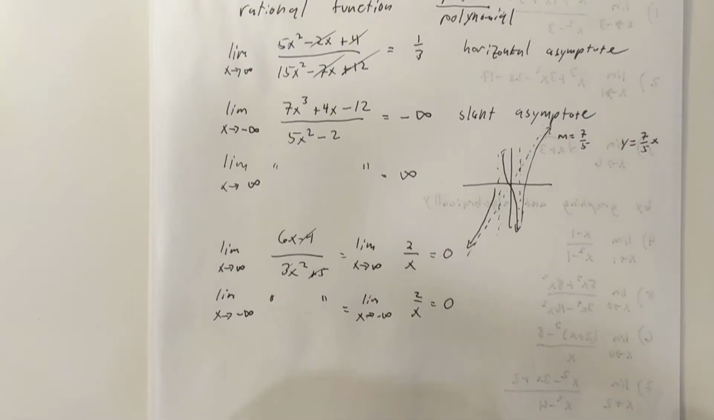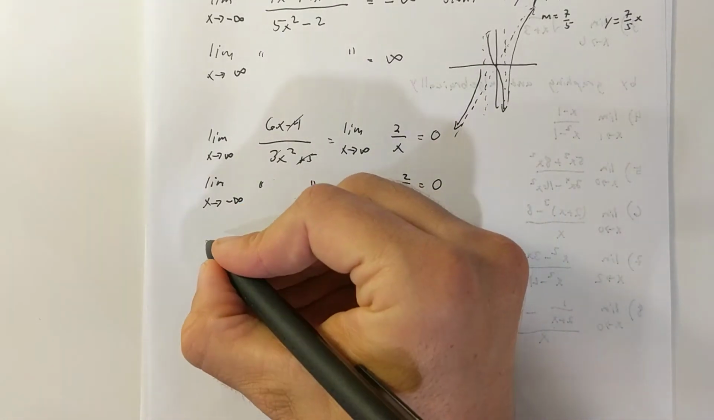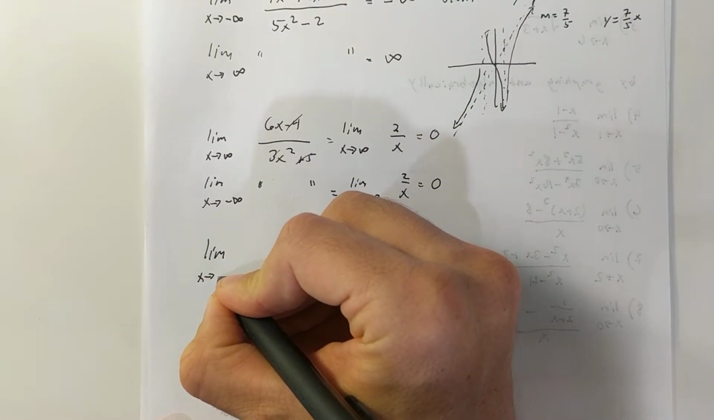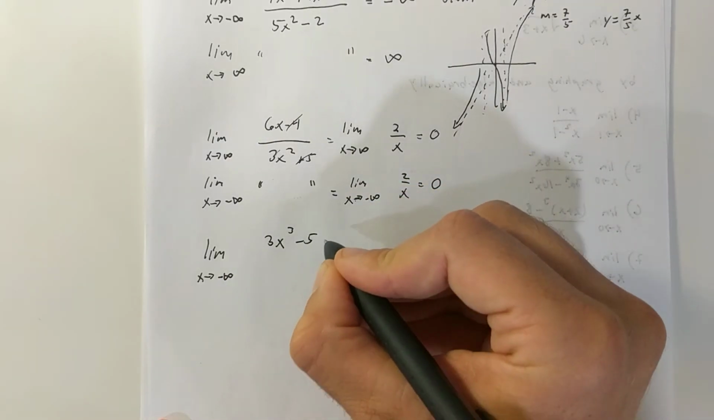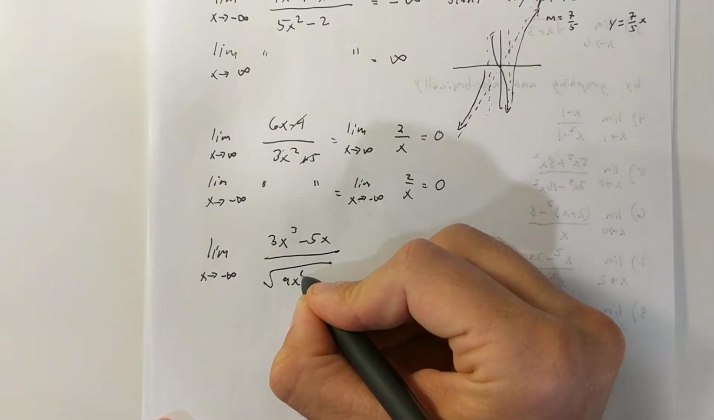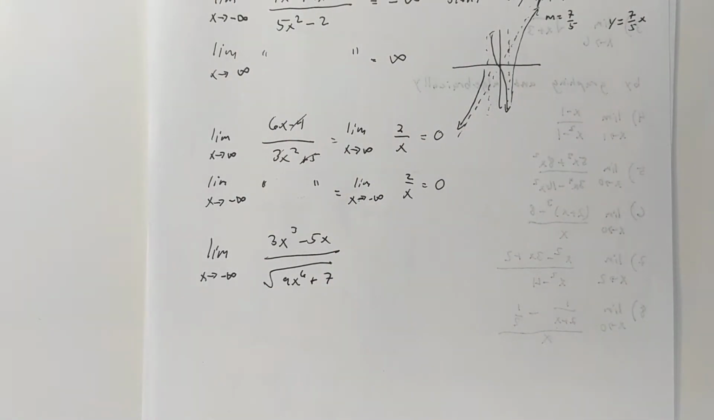Okay, let me throw a little slightly tricky one at you, so you have to think a little bit. We're going to do the limit as x approaches negative infinity of 3x cubed minus 5x over the square root of 9x to the 6th plus 7. Okay, so again, the constant doesn't really matter. The lower terms don't really matter, so we can ignore those too. And so really we have this.